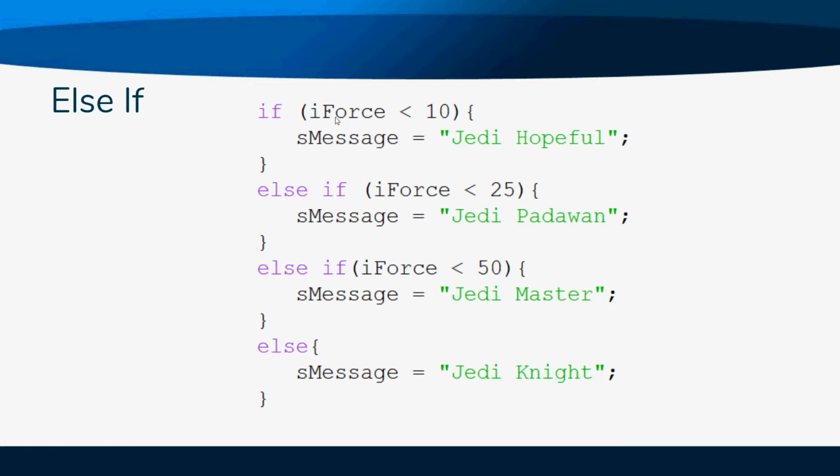However, suppose that our iForce variable were, let's do 26. So it's going to skip this and it's going to run this statement right here since we have a 26, and it's going to set them to a Jedi Padawan. Okay, so now if you look at the next one, 26 is still less than 50, but it's not even going to check this because this if-else-if structure says this is all one big structure, including this else, all one big structure, and just run the first true statement. And so it's going to skip this and it's going to skip the else, and it's just going to run our Jedi Master.